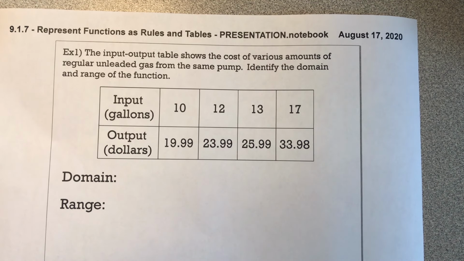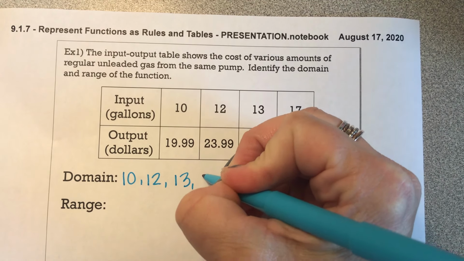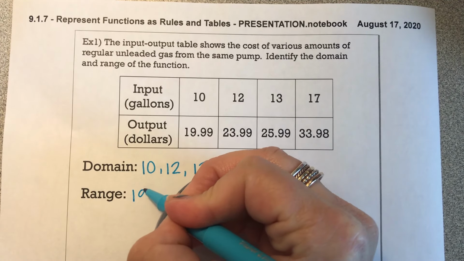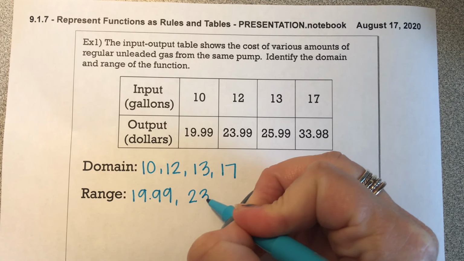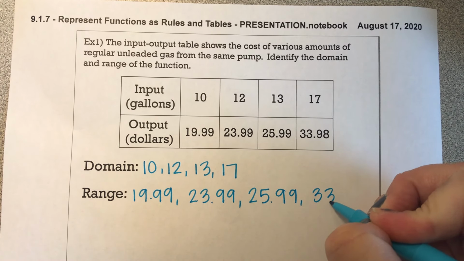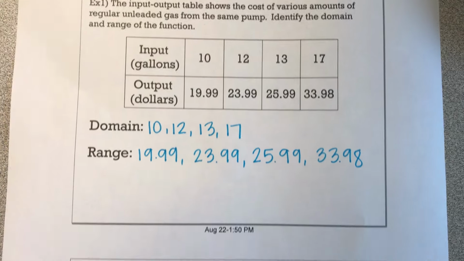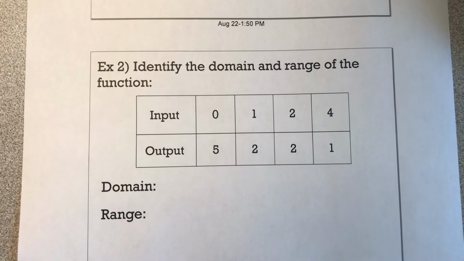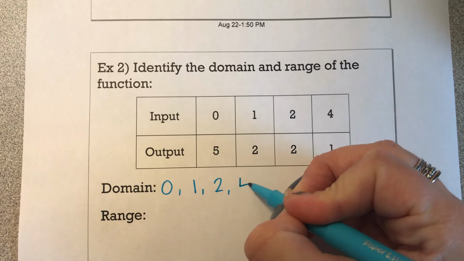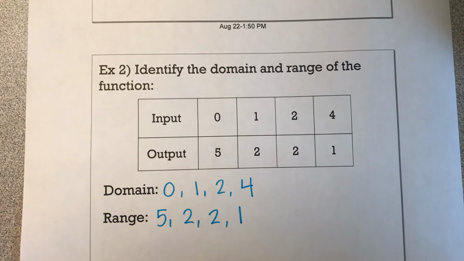So the domain are the inputs. So 10, 12, 13, and 17. And then the range is made up of the outputs. So 19.99, 23.99, 25.99, and 33.98. So domain and then range. So example 2, identify the domain and the range. The domain are all of these inputs, 0, 1, 2, 4, and the outputs are 5, 2, 2, and 1.